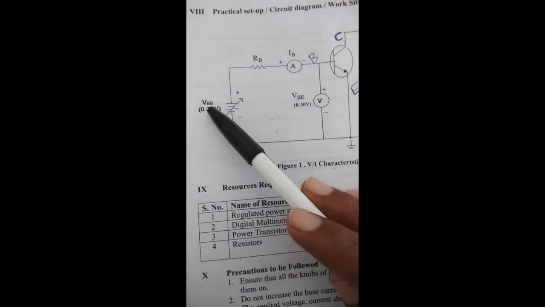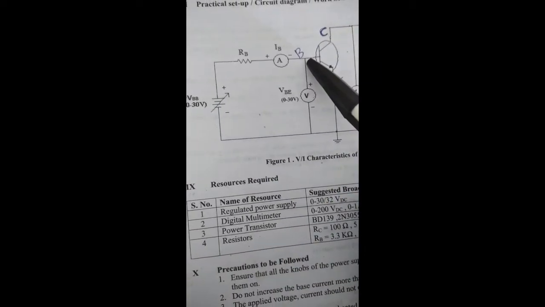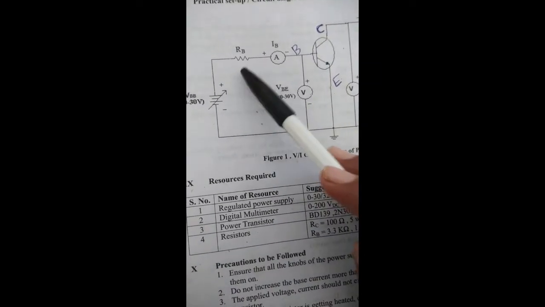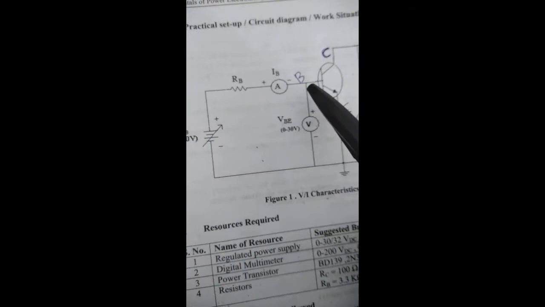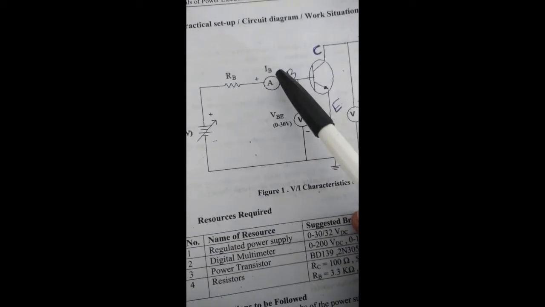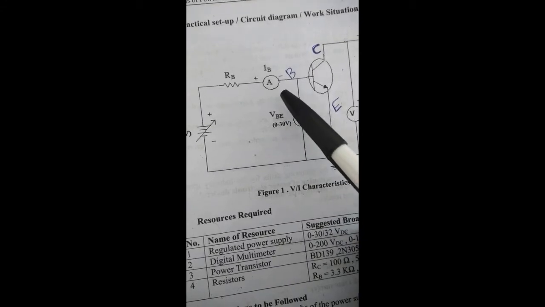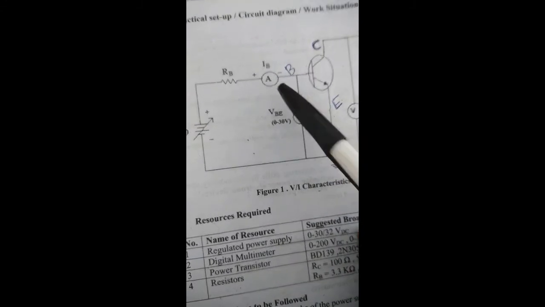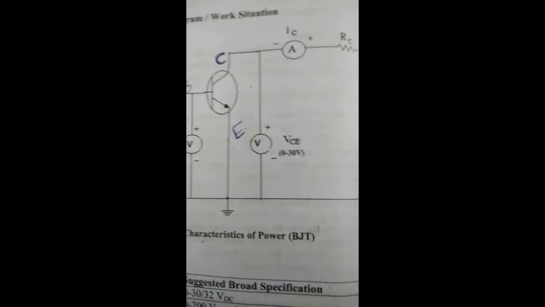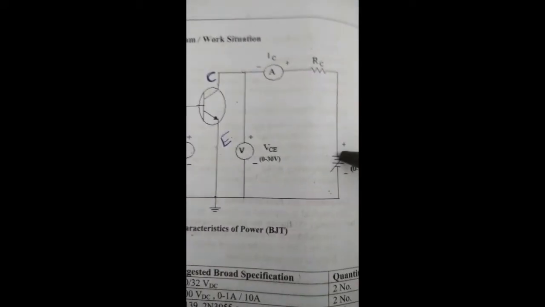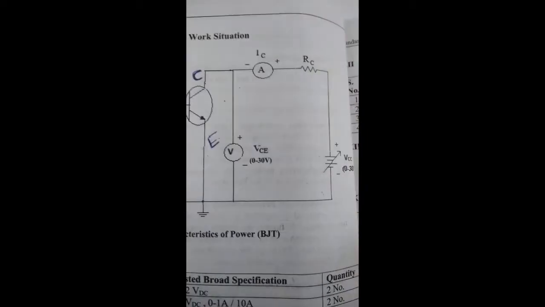VBB, it is voltage supply to base terminal. RB, it is resistor connected to base terminal. IB, it is base current. It can be measured by using ammeter. Similarly, RC, it is resistor connected to collector terminal and VCC, it is voltage connected to collector terminal.